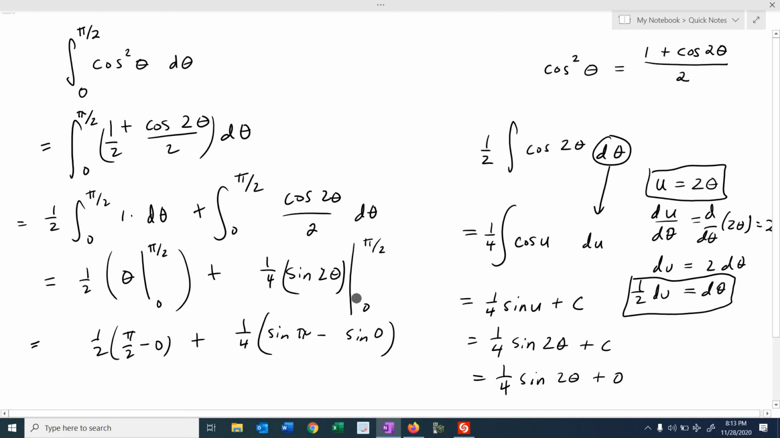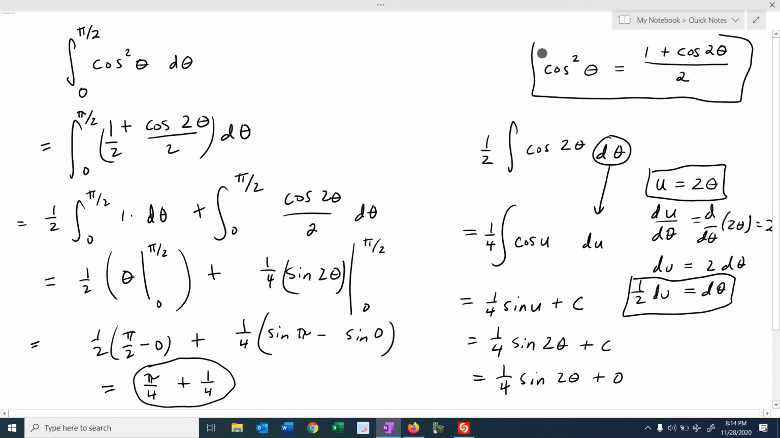Okay, so this lower limit, we get sine of 0, which happens to be 0. And so ultimately we get pi over 4 plus 1/4 of sine of pi. Sine of pi happens to be 1, so 1/4 times 1. And this happens to be 0. Okay, so we get pi over 4 plus 1/4. Okay, so that's how we evaluate cosine squared of theta. As an indefinite integral or a definite integral, we have to use this identity.